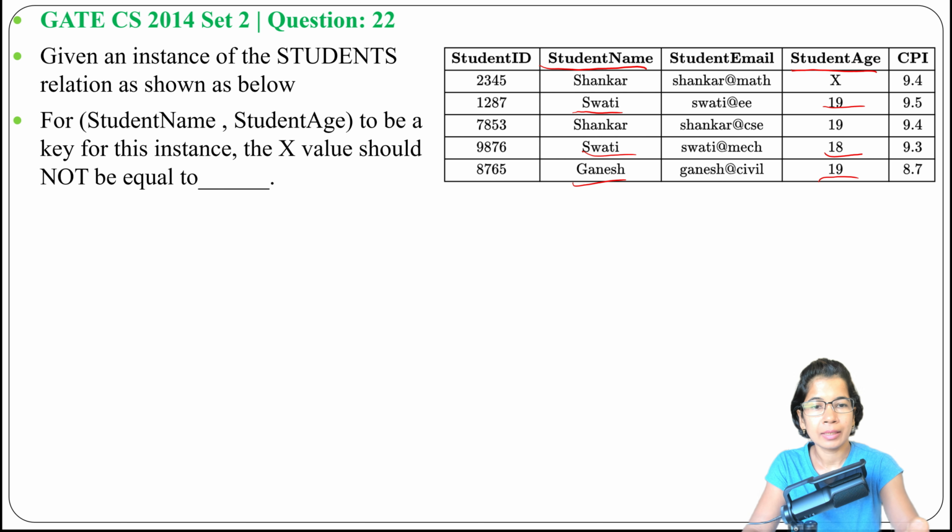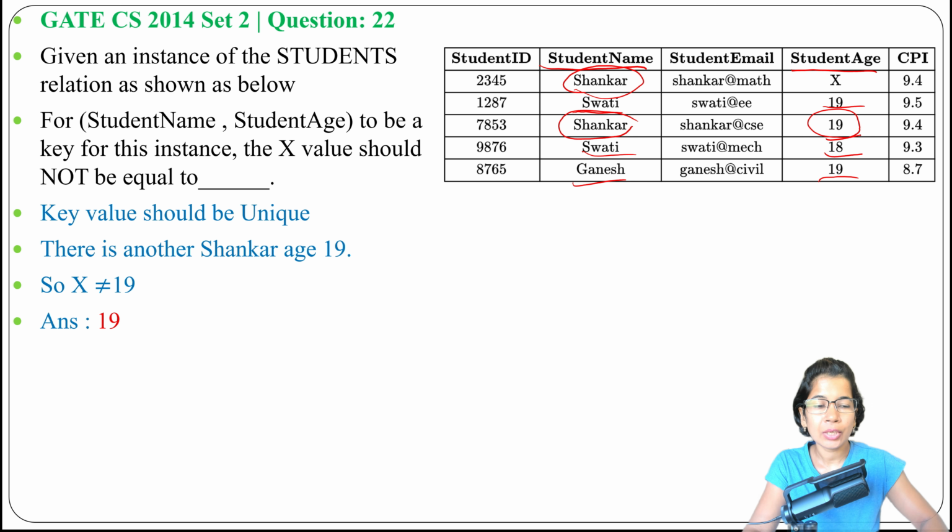Ganesh 19. Here is Shankar, here age is 19. So Shankar 19 is already there. The x value cannot be 19. If it will be 19, then it will be no more unique and it cannot be key. So it can be any other value rather than 19. There are two Shankar, one Shankar age is 19, so this x value cannot be 19.